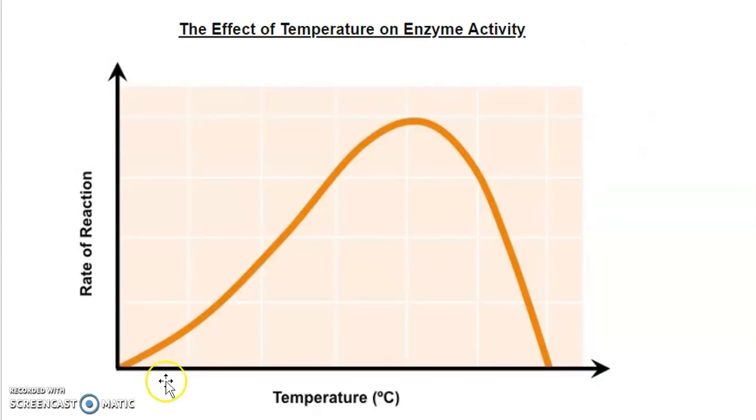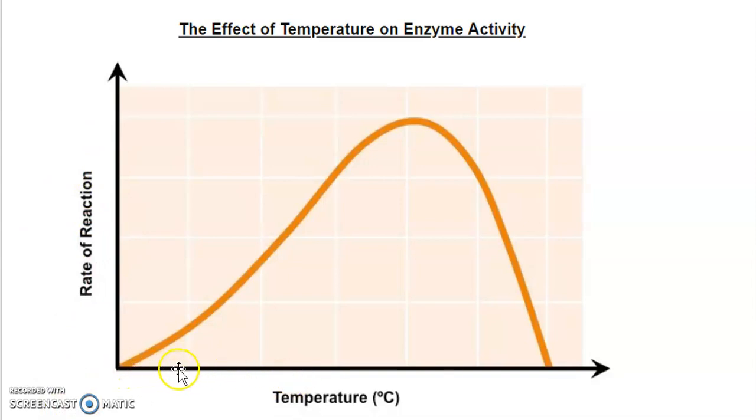So at very low temperatures, we get a very slow rate of reaction. Now, the reason here is that at low temperatures, we're not giving much kinetic energy to the substrate and the enzyme, so they're not moving very much. And if they're not moving very much, then they can't collide, they can't form that transitional state, and the reaction can't proceed. So at very low temperatures, enzymes work very slowly. There's a slow rate of reaction.